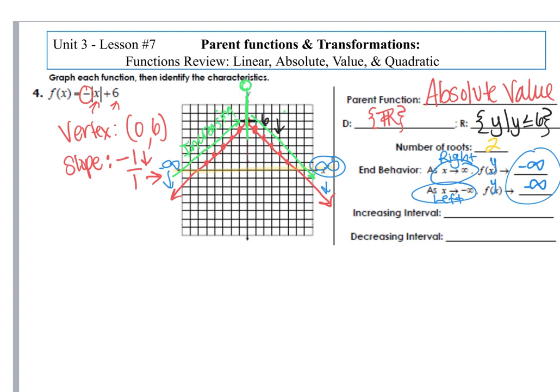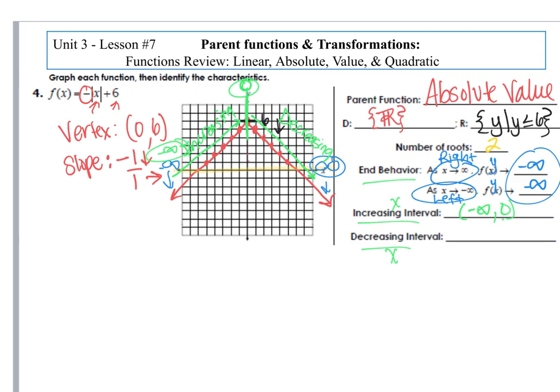The right side is my decreasing. But again, it's not asking where it's headed. That was end behavior. Increasing intervals and decreasing intervals. These are the x values. Okay, x values for these points. So we're coming from the left. The leftmost point we get, again, is negative infinity. So from negative infinity to the x value of the vertex, which is 0, we are increasing. Negative infinity to 0.